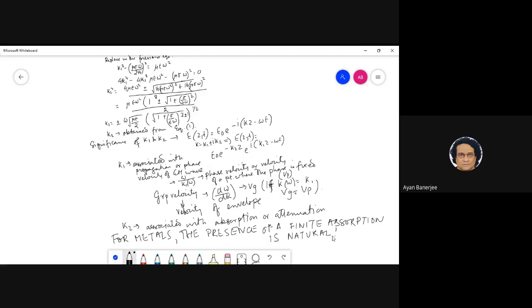However, if you change the frequency of the light, of the electromagnetic wave, then there are some pretty interesting things that can happen. And obviously, we are going to study that after we finish optics of metals. But for metals, you can say that the definition of metals itself is associated with absorption. Okay, so I think I will stop here.